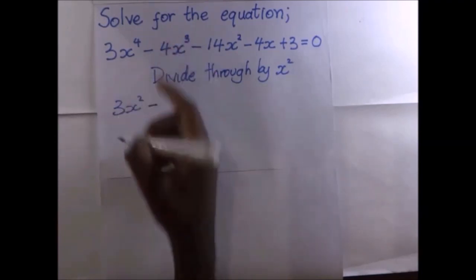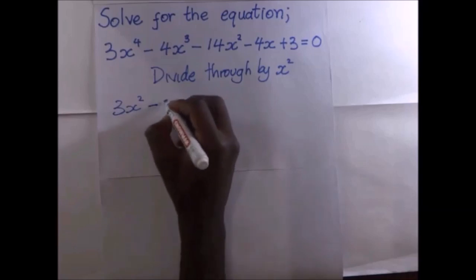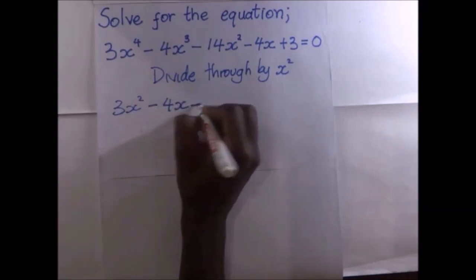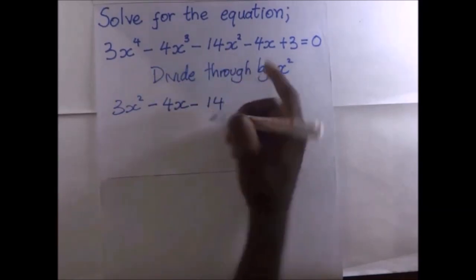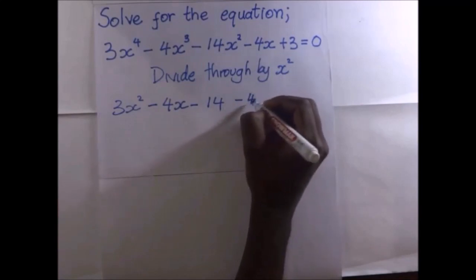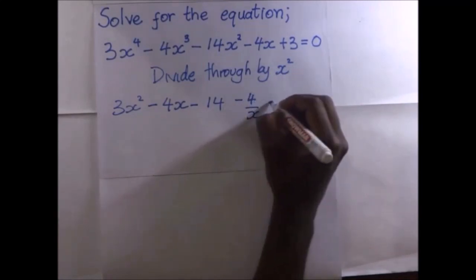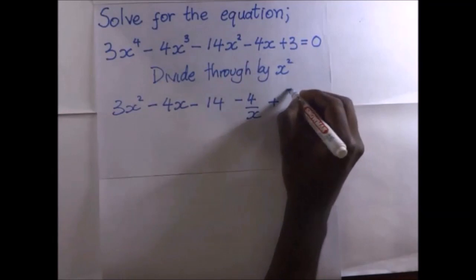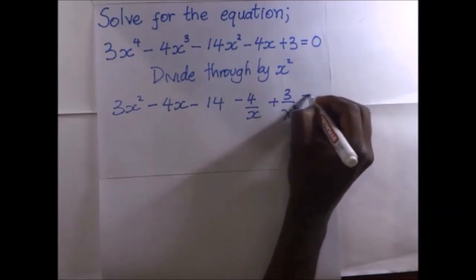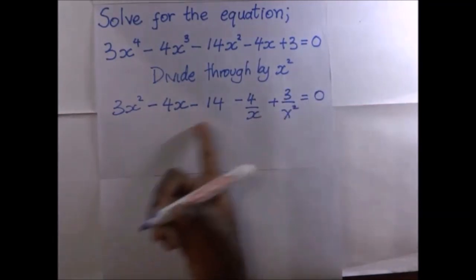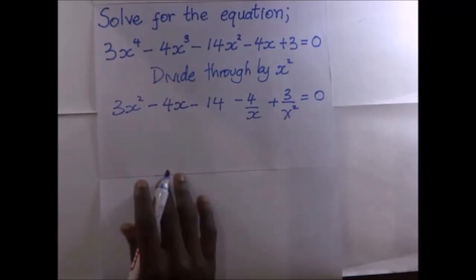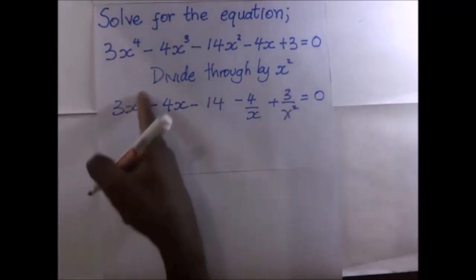Minus 4x cubed divided by x squared is going to give us 4x, minus 14, minus 4 over x, plus 3 over x squared, is equal to 0. So now from this we collect like terms. We put those that are squared together.